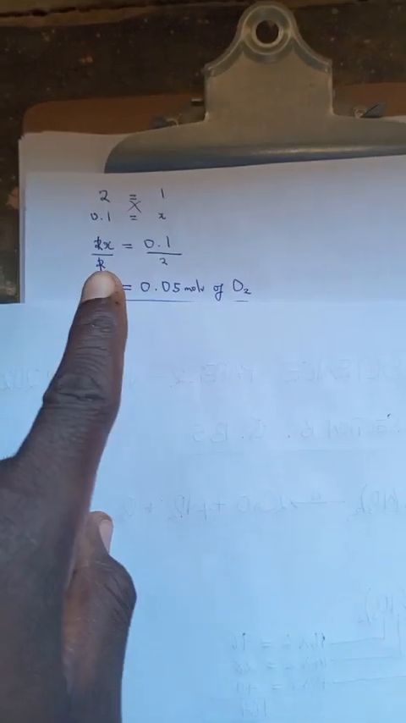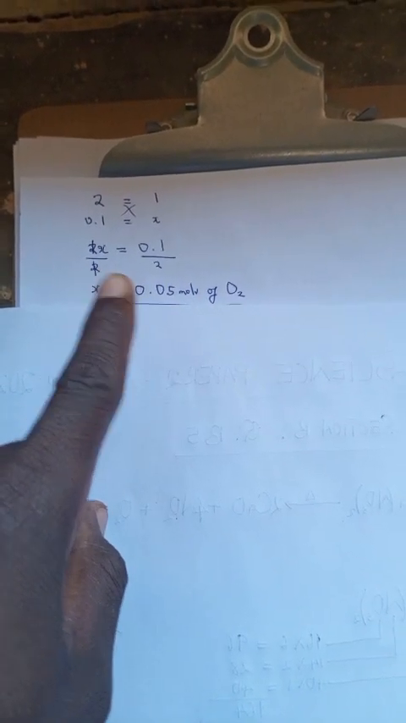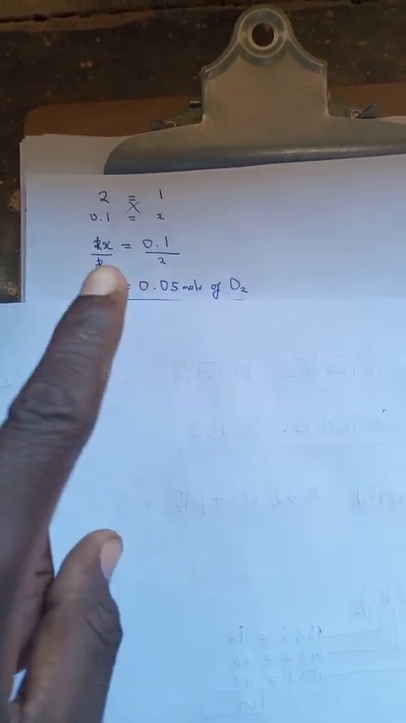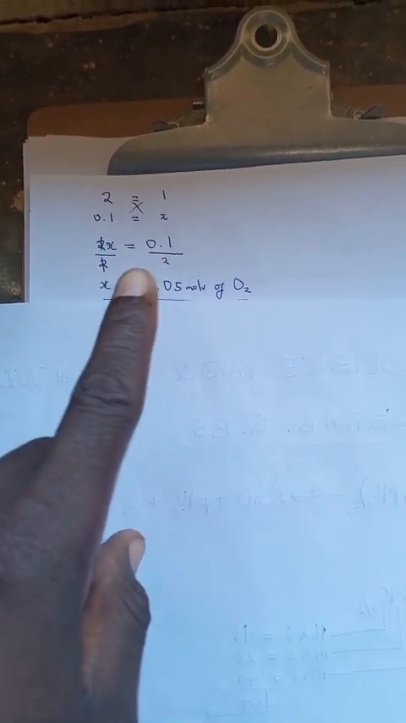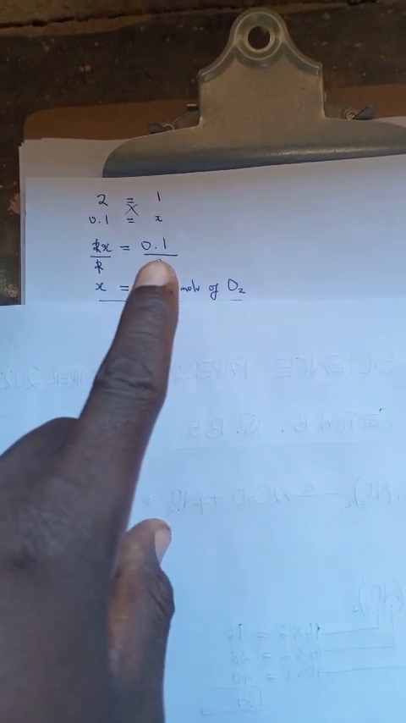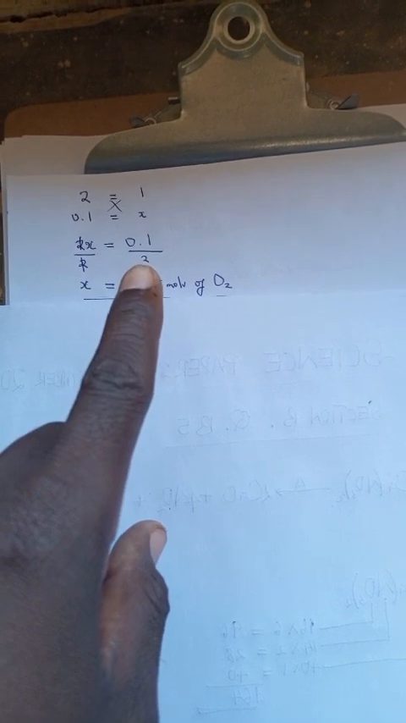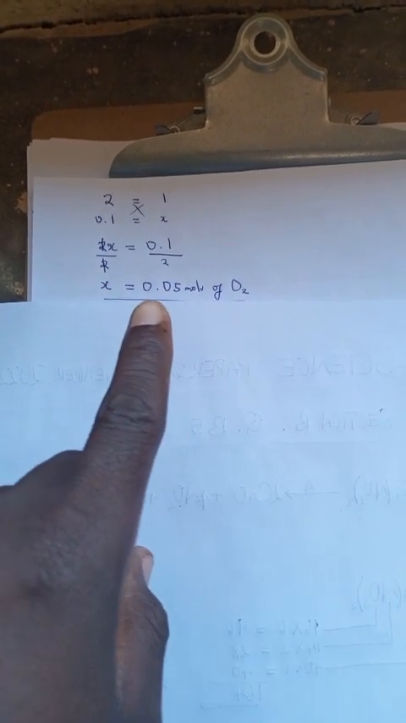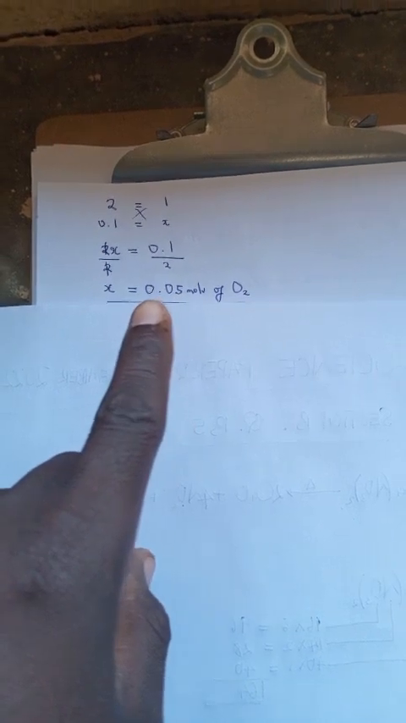Remember that expression which we did. We now are going to find x. We imagine that x is the number of moles of oxygen gas, and then we express it in this way. We cancel the 2s, and then we divide the 0.1 moles of calcium nitrate by the 2. Okay, then we end up with 0.05 moles of oxygen.